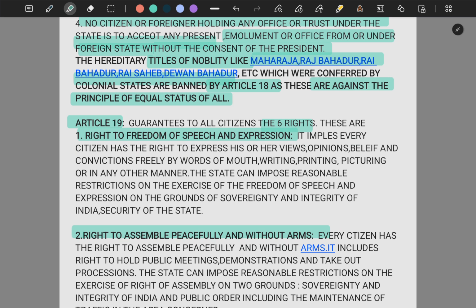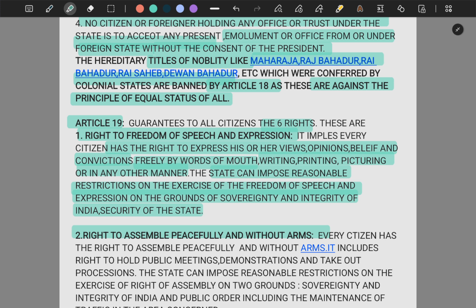So let's see, freedom of speech implies that the citizen has the right to express his or her views, opinions, belief, and convictions freely by words of mouth, writing, printing, picturing, or in any other manner. And the state can also impose reasonable restrictions on the exercise of freedom of speech and expression on the grounds of sovereignty and integrity of India, security of the state. If they are hurting the sovereignty and integrity of India, then to maintain the security of the state, they can restrict them.